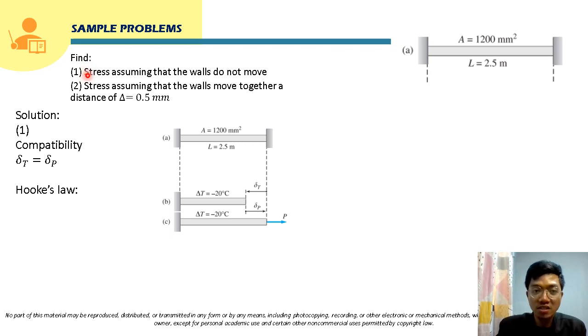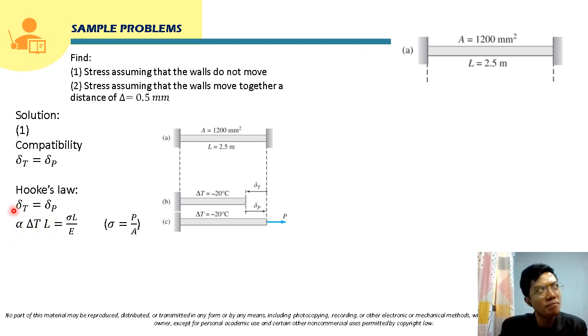Using Hooke's law, we are asked here to solve for stress, so we have to express these deformations in terms of stress. For the deformation due to the change in temperature, we have a formula: alpha times change in T times L. This is the formula for thermal deformation. It is equal to the deformation due to this reaction force P, which is PL over AE. We can express P over A as sigma, since stress is the item we are solving for, so this becomes sigma L over E.